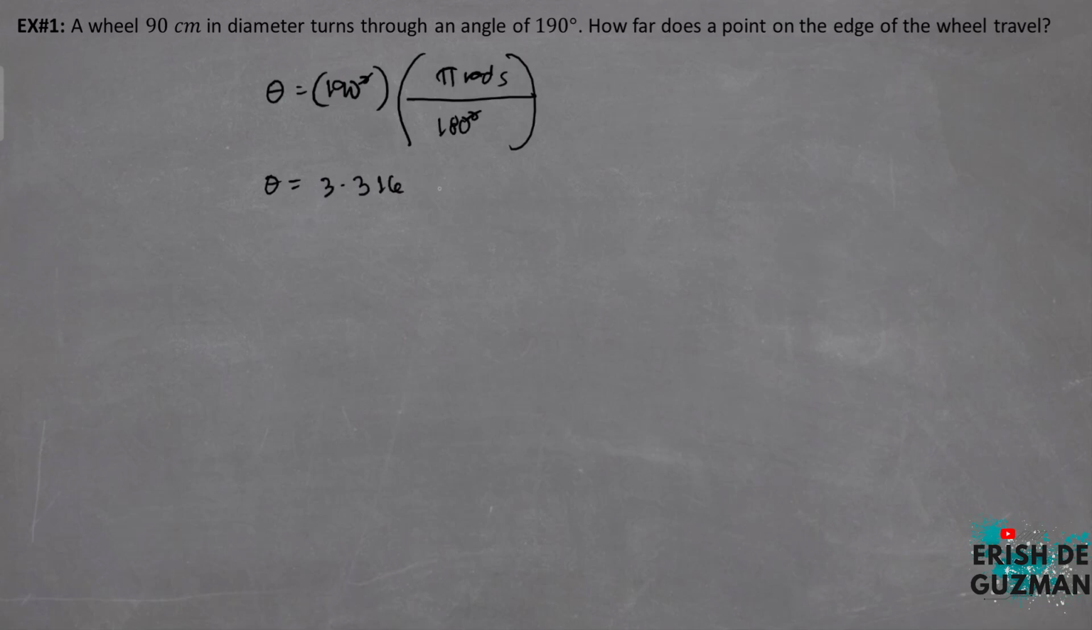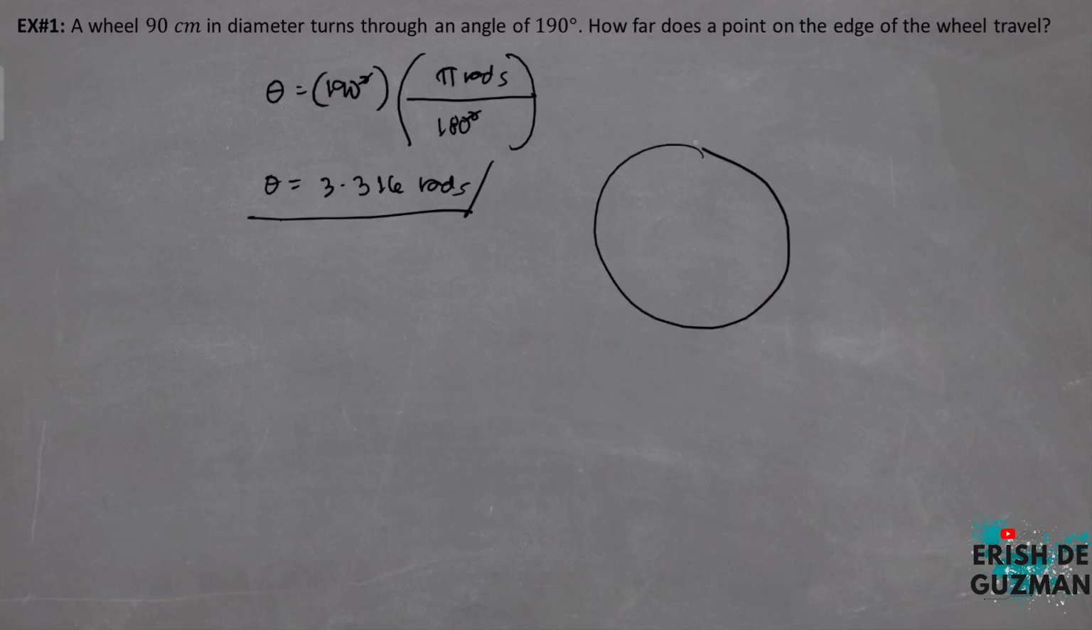3.316 radians. So this is our angular position. And ang radius ng wheel is 45 centimeters. Para makalculate natin yung S, for example, ito yung ating wheel, ito yung starting point, napunta siya, say for example dito, ito yung kakalculate natin na S. And ang formula na gagamitin natin is yung theta equals distance S, or yan yung arc length over the radius.